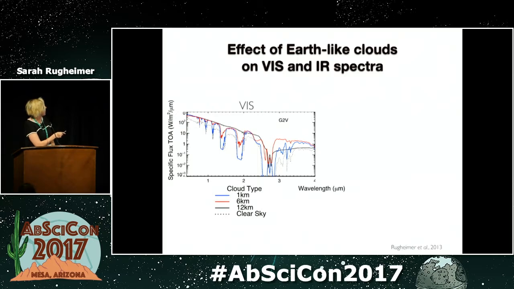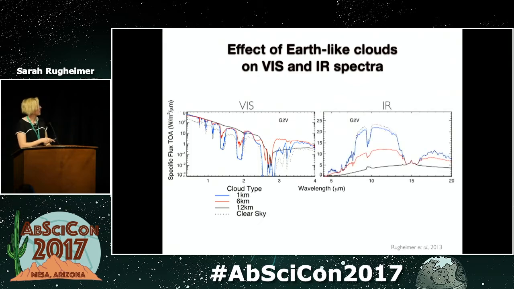The dashed line is a clear sky model for Earth. The black line is 100% clouds at 12 kilometers. The red line is 100% at 6. And the blue line is 100% clouds at 1 kilometer. So you can see in the visible, for the higher clouds, it really does block a lot of the features below it, as we would expect.